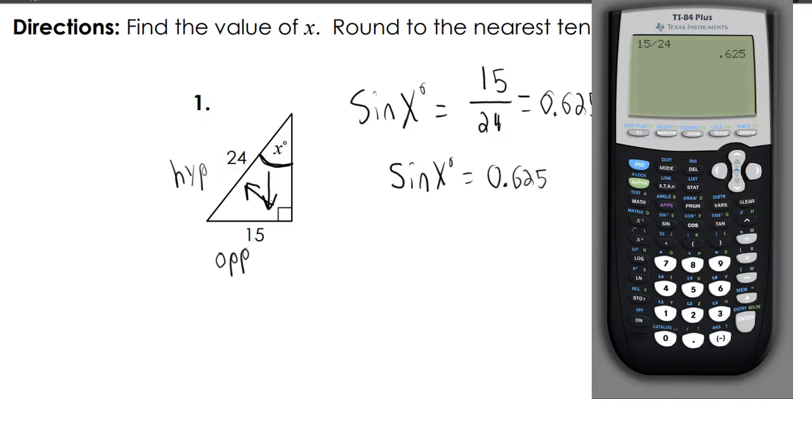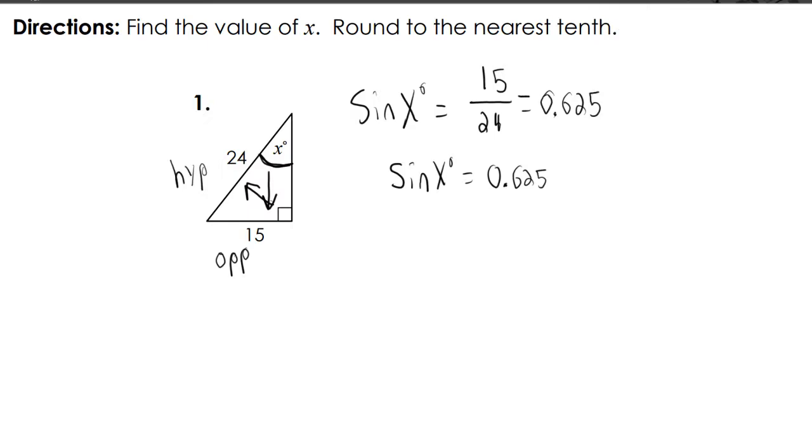Are you done yet? Absolutely not, because all we have found so far is the sine of x. We have found out that the sine of x equals 0.625. So how do we actually find what x is equal to? You have to use what's called inverse trig. I'll just set it up first. So the inverse trig just goes like this. If sine of x is equal to 0.625, then x itself, the angle x, is equal to the inverse of sine, which looks like that.